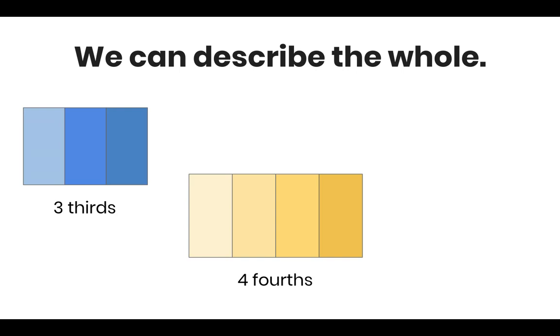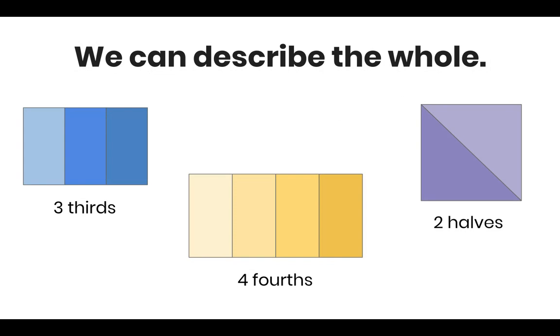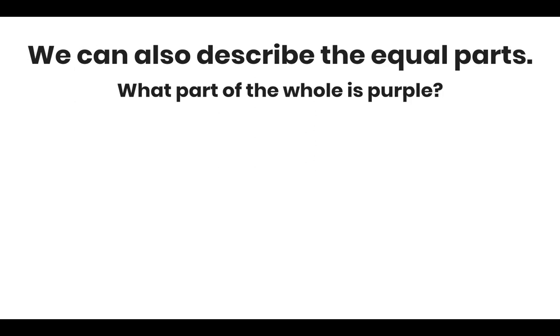So we can describe the whole as being divided or partitioned into thirds. We can say that the whole is partitioned into fourths. And we can also say that this shape is partitioned into halves. So we have a dark purple half and a light purple half. Halves, thirds, and fourths are ways we can describe the whole.